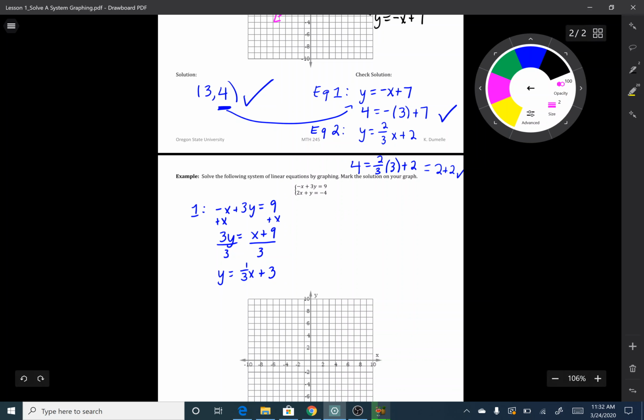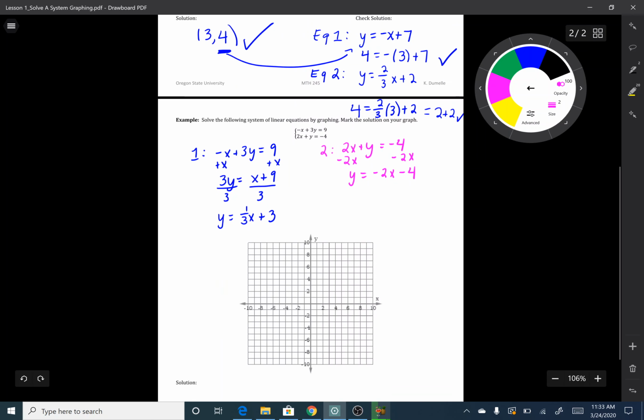And then we have to do the same thing for equation 2. So right now, equation 2 looks like 2x plus y is equal to negative 4. And again, I want the x on the other side, so I'm going to subtract 2x from both sides to give me y equals negative 2x minus 4. Now I have both of these in the form that I want, so I can plot two points, or I can plot the graph using the y-intercept and the slope.